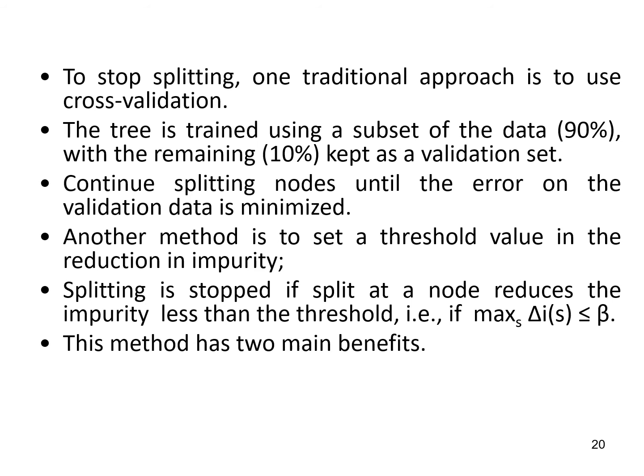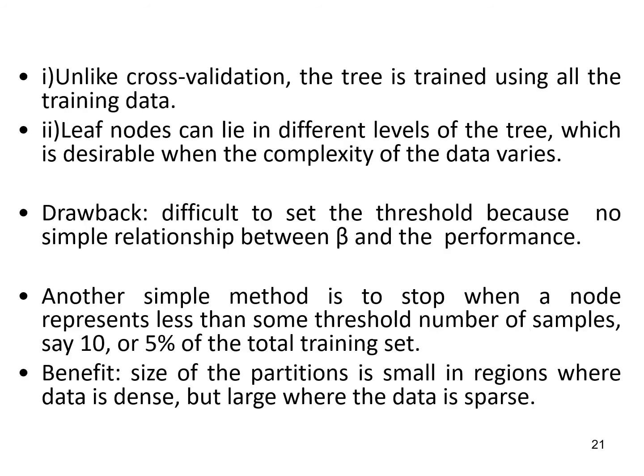Another method is to set a threshold value in the reduction in impurity. Splitting is stopped if the split at a node reduces the impurity less than a threshold. That is, if maximum of delta I is less than or equal to beta. This method has two main benefits. Unlike cross-validation, the tree is trained using all the training data. Leaf nodes can lie in different levels of the tree, which is desirable when the complexity of the data varies. Drawback: difficult to set the threshold because there is no simple relationship between data and the performance.